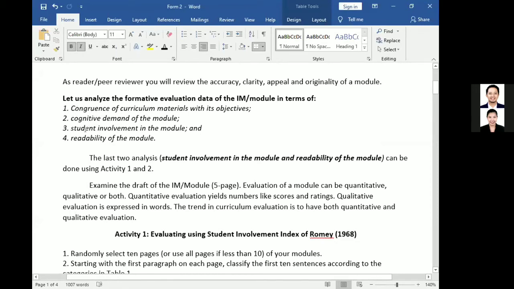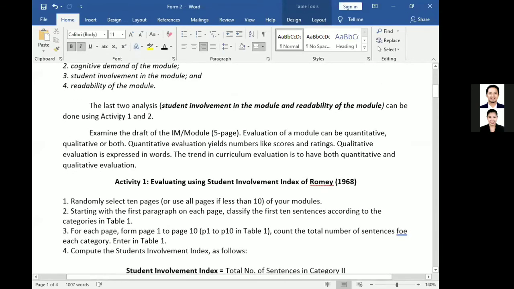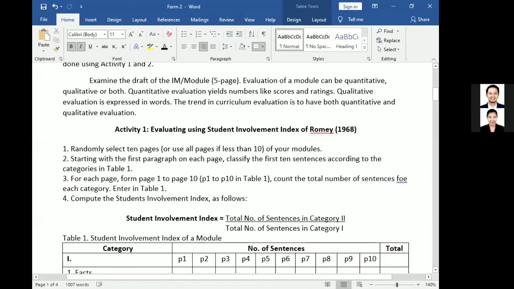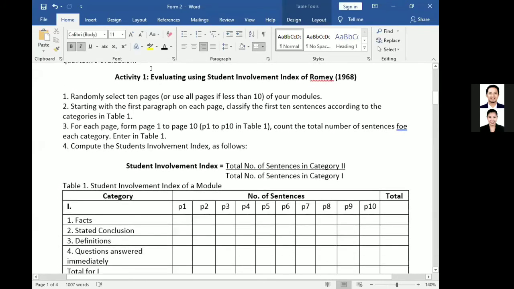Okay, so we will have form 3 below. I will show it to you. But for student involvement in the module and readability of the module, I think you're familiar with this. We can have it, again, 2 ways for part 1 and part 2. In this case, for example, for part 1, examine the draft of the 5-page, and then you do the evaluation for activity number 1. All you have to do is to randomly select 10 pages of the module.